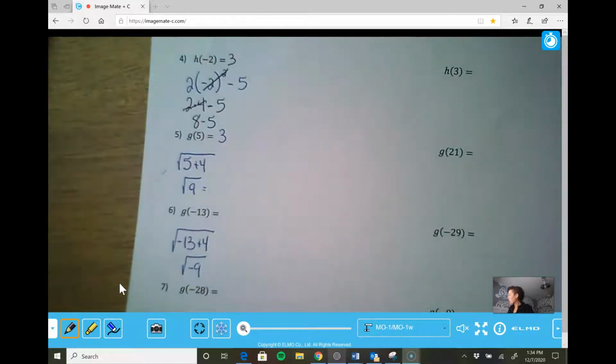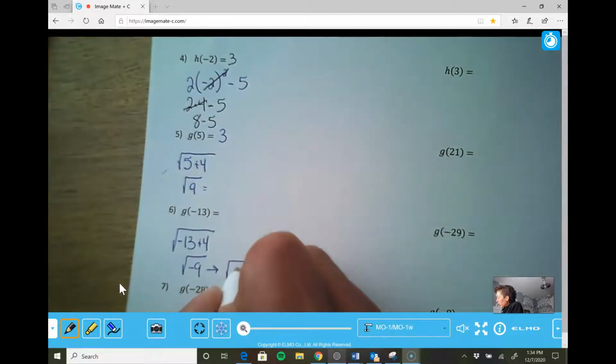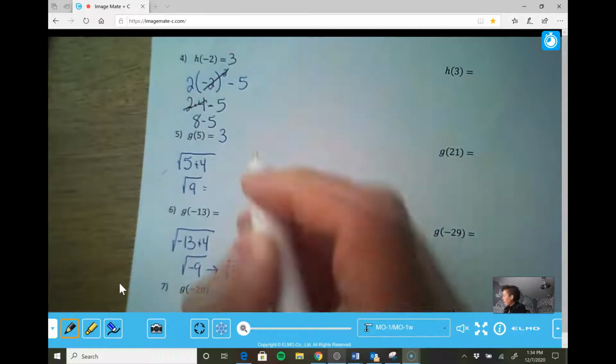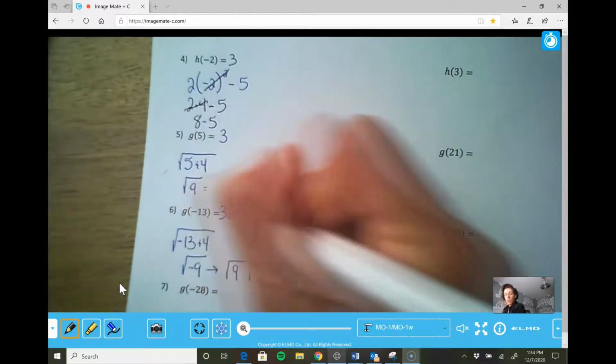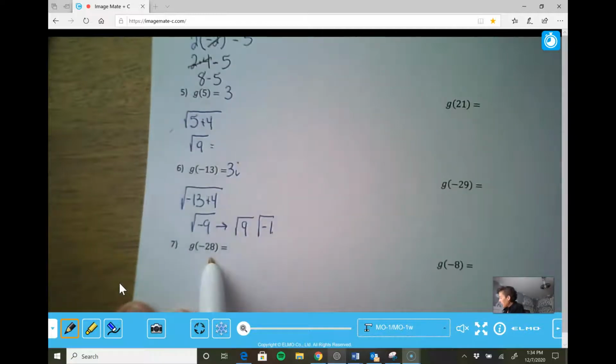But now we can because we've got this imaginary number. So what I'm going to do is break this down into the square root of 9 and the square root of -1. And now I can take the square root of 9, no problem, that's a 3, and I can take the square root of -1, which is an i. So that answer is 3i. It's an imaginary answer. Let's put -28 in.